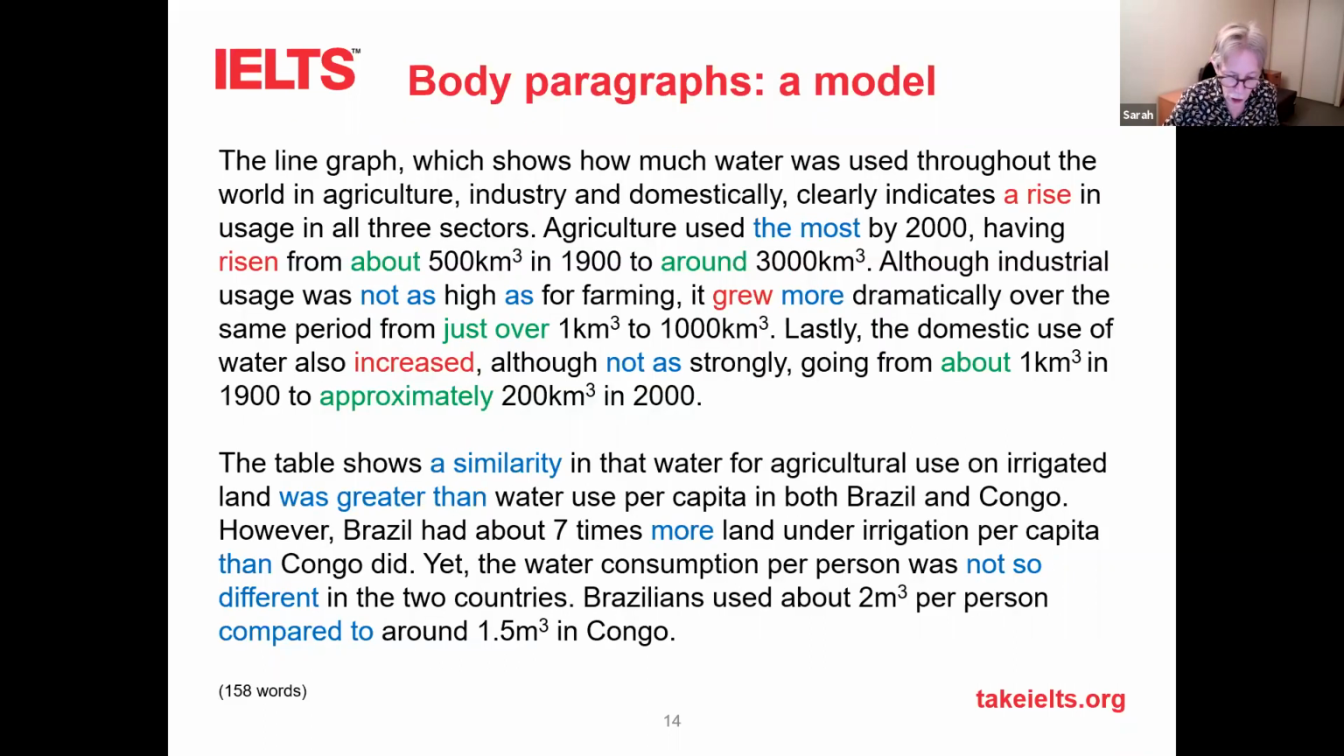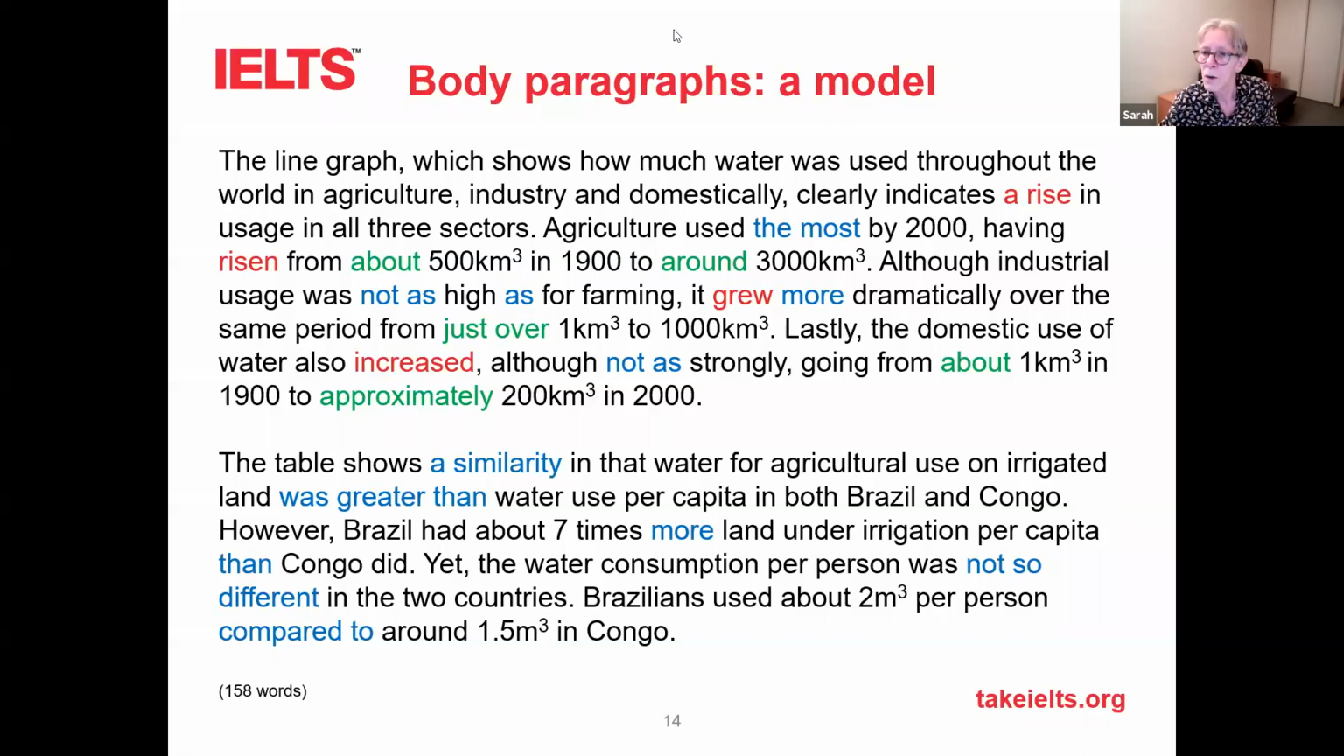Okay, so just looking at what a response might be. This is 158 words, although obviously we've got some words for the introduction as well. And again, I'm just going to turn the camera off for a minute and just let you look at that. And again, think about what the language in those different colours represents while you're reading it.